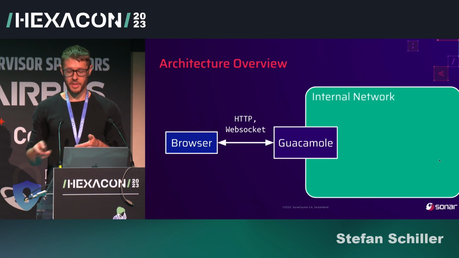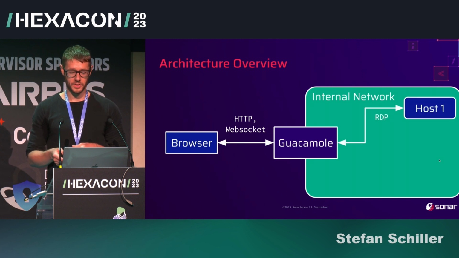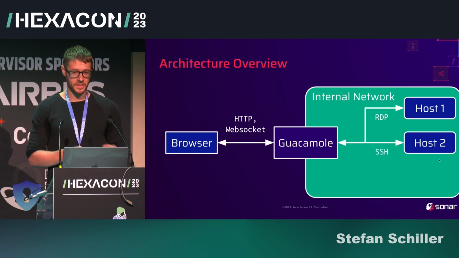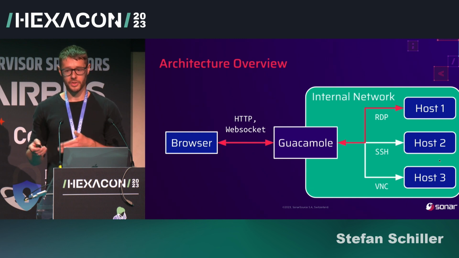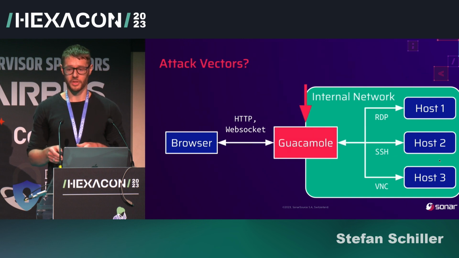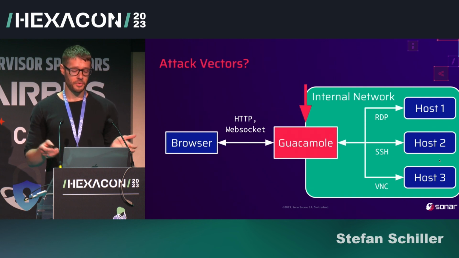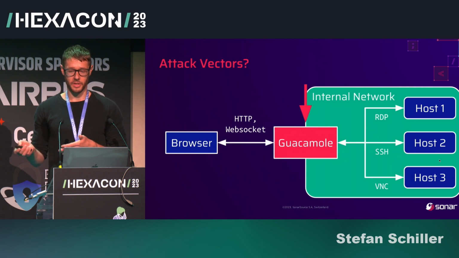Guacamole provides a web interface which is accessed by the browser via HTTP and WebSockets. Guacamole then connects to the configured host via the corresponding protocol. This can be RDP, SSH, or VNC. Once the connection to the host is established, the user can access this host or an isolated application fully from the browser. From an attacker's point of view, the first question is which attack vector exists.